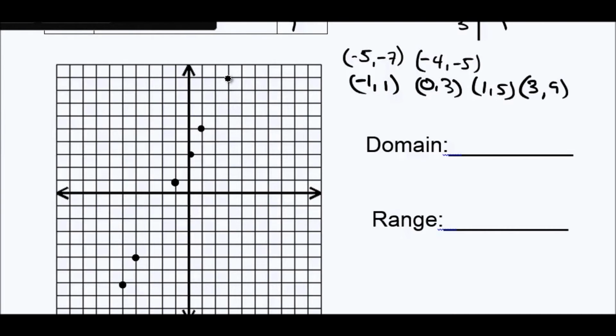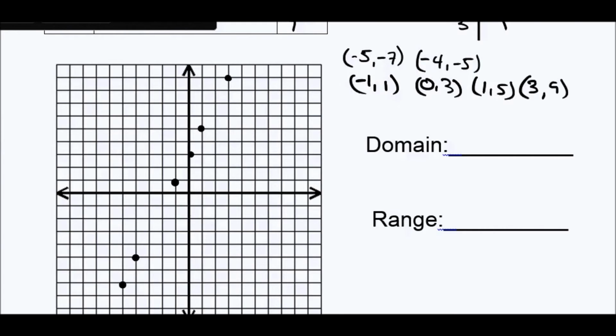Now, you guys should see something here. They all line up. What we did is we set up a table of x and y coordinates for a linear function or a linear equation, which means that when we graph the coordinates, it's going to form a line, because that's what linear means.